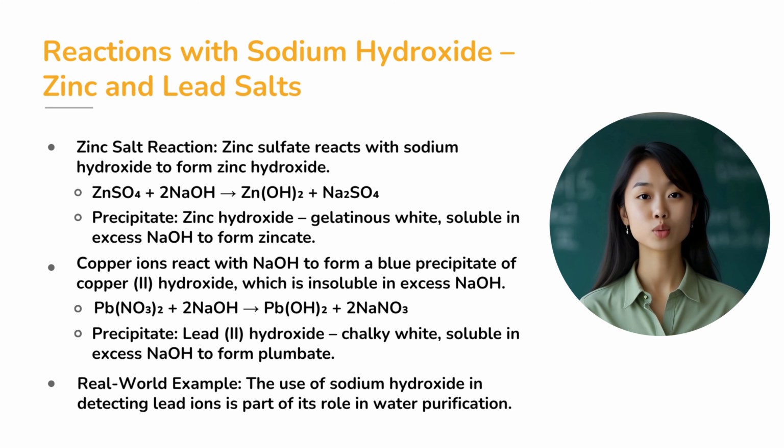In the case of lead(II) nitrate, when it reacts with sodium hydroxide, lead(II) hydroxide, a chalky white precipitate, is formed. The equation is lead(II) nitrate, Pb(NO3)2, reacts with 2 moles of sodium hydroxide, NaOH, to form lead(II) hydroxide, Pb(OH)2, and sodium nitrate, NaNO3. Lead hydroxide is soluble in excess sodium hydroxide, forming a colorless solution of sodium plumbate. This property makes lead a prime candidate for analysis in the lab using sodium hydroxide.